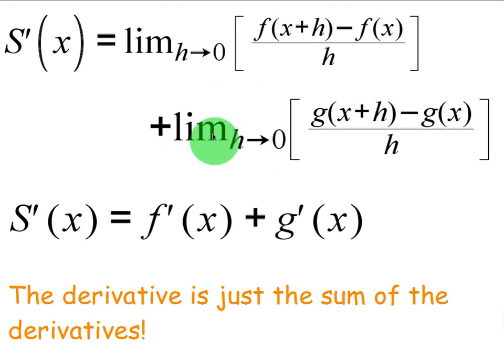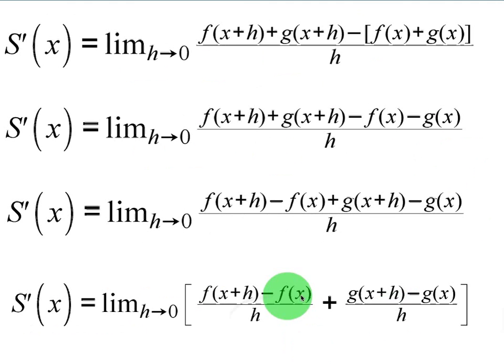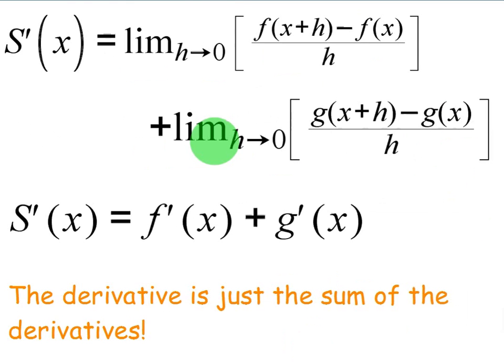Again, we can split this up into two separate limits. Because of the limit laws, we can make this two separate limits. If you have any questions about that, go back and look at the lesson on the sum of two limits. So anyways, now we have s prime of x is equal to what? Well, this is f prime of x. This is the definition of the derivative of f, so we're going to write f prime of x. And then we have this, limit as h approaches 0 of g of x plus h minus g of x over h. That's just the definition of the derivative of g.